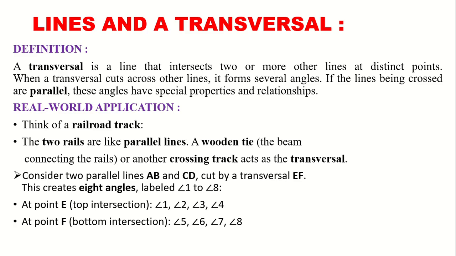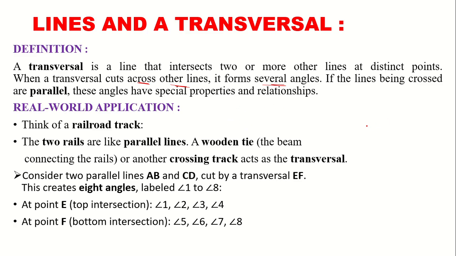Okay, so here as you can see, this is the definition of transversal. A transversal is a line that intersects two or more lines at distinct points. And when this transversal cuts across other lines, it forms several angles. Okay, and if these lines are parallel, these angles have special properties and relationships.